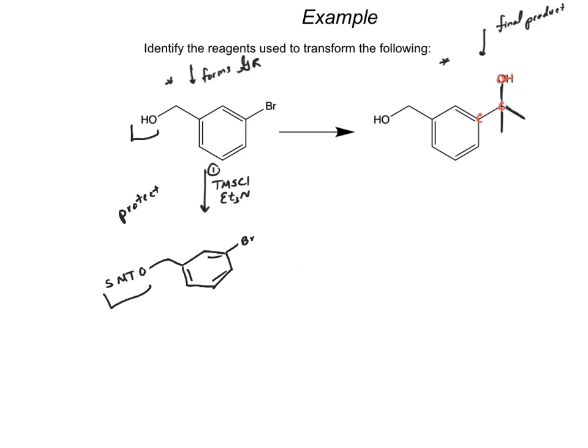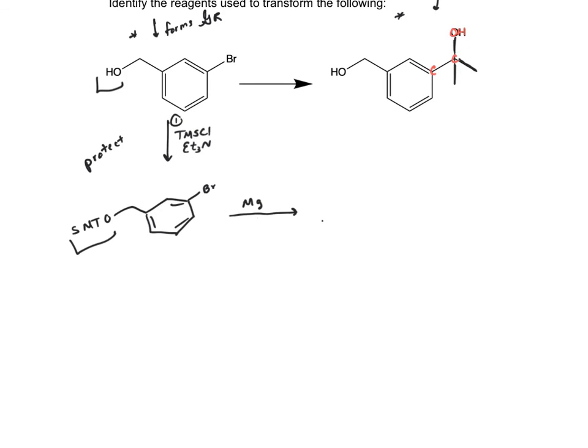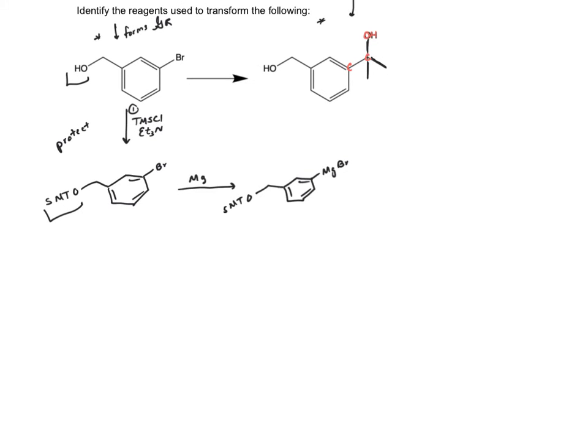Once we have our protecting group on, now we can form our Grignard reagent. So in the second step, all we need is magnesium metal to do that. Try to make these a little bit sharper. MgBr. We've got our aromatic ring, and then we've got our OTMS. Once we've formed our Grignard reagent, then in another step, we're going to react it with our ketone.